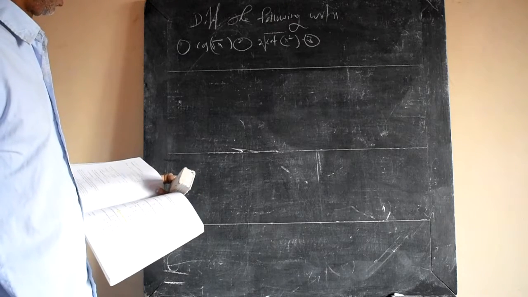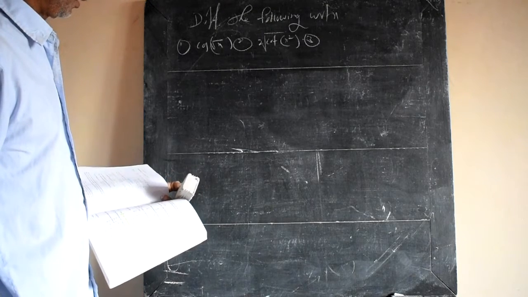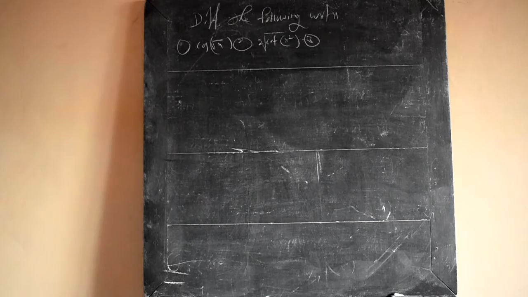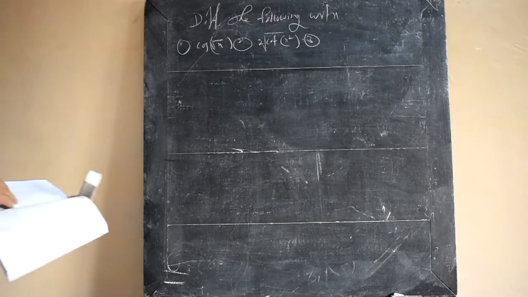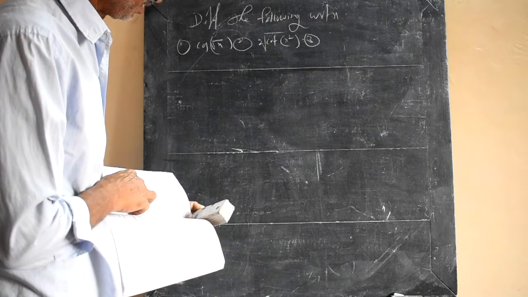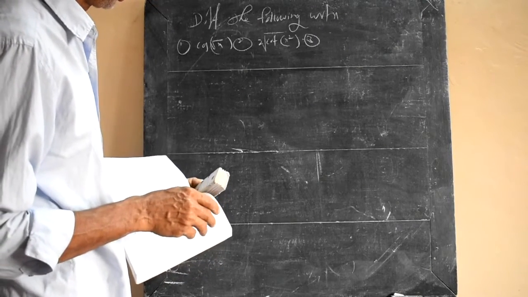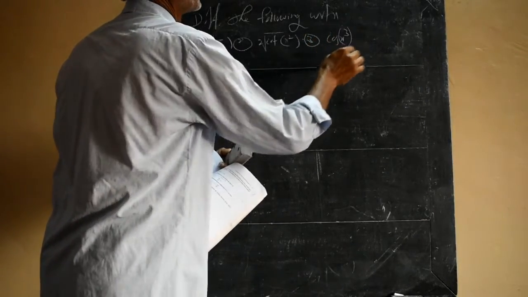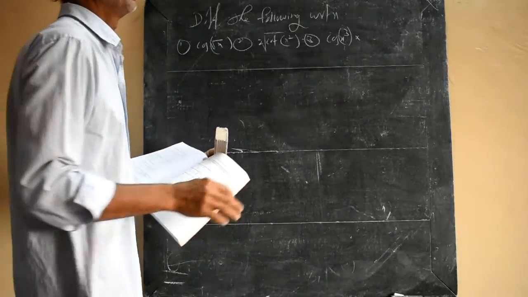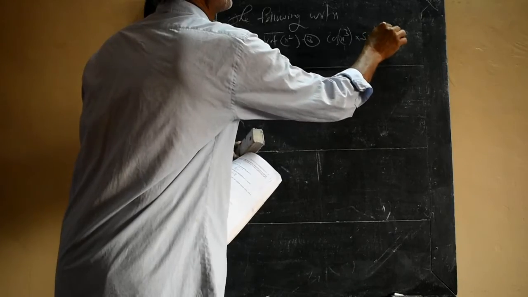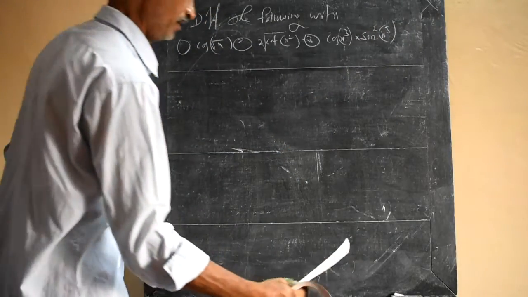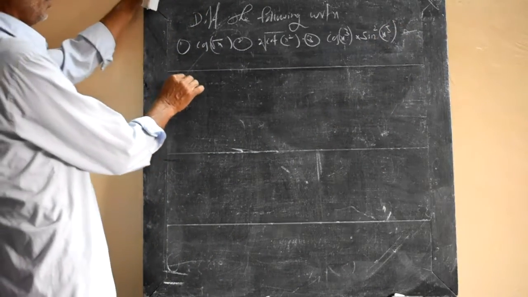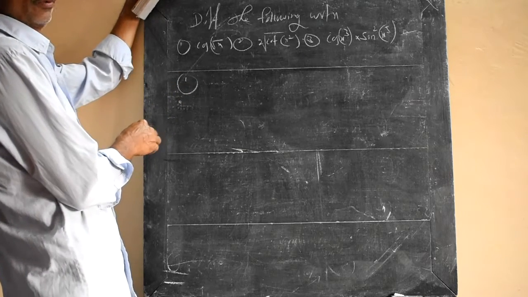Third one, it is cos x cube into sin square x raised to 5. Okay. The last one is a little bit technical one, let's see later on. First one, differentiate with respect to x means you have to take d by dx.